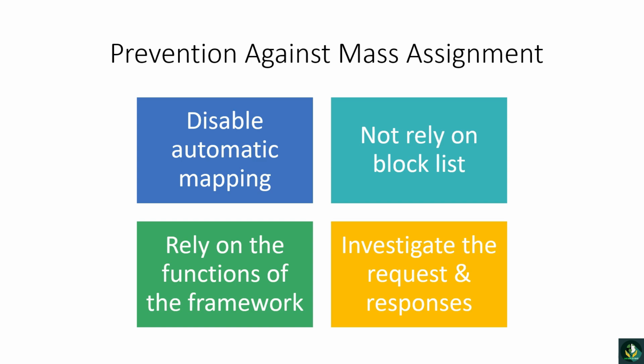Rely on the function of the framework when blacklisting or whitelisting instead of writing your own. These functions have been tested many times over the years, so they are more likely to be safe than a custom-built function. If you have resources, then you should always investigate the requests and responses that reach the API and what properties they can have.